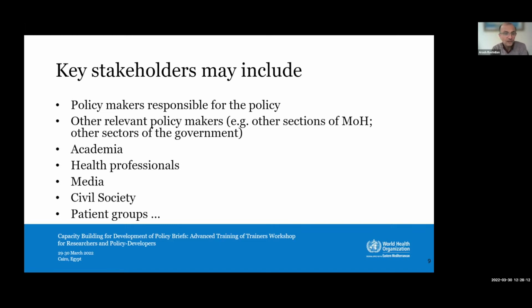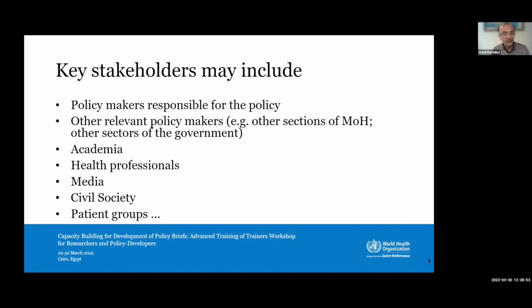So some groups, as I mentioned: policymakers responsible for the policy, other relevant policymakers, other sections within the Ministry of Health, other sectors of the government, academia. It's really important to have the engagement of academia, especially those with the interest and those who have been involved in developing evidence on different elements of the policy problem. Now we have our Net2P members with us, and several Net2P member institutions are academic institutions. So you might even be hosting a policy dialogue, and you may also be thinking of what other academic groups should be involved.